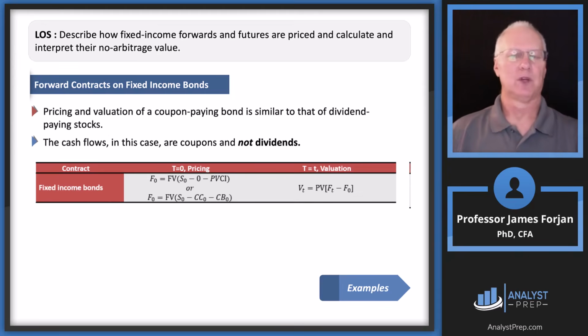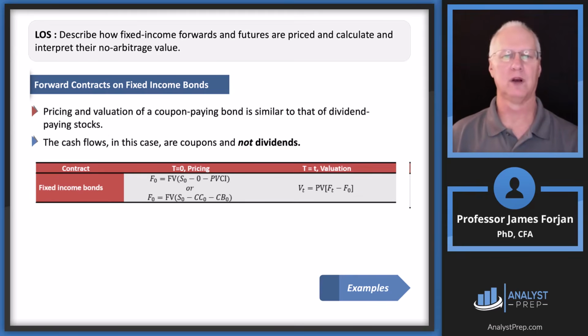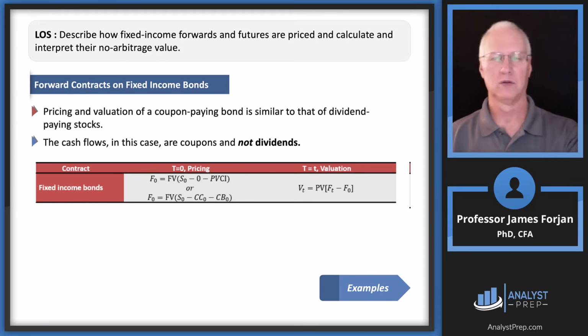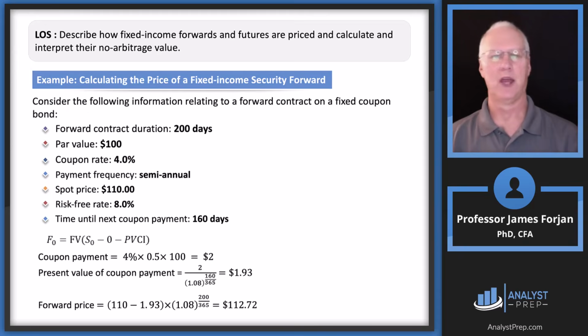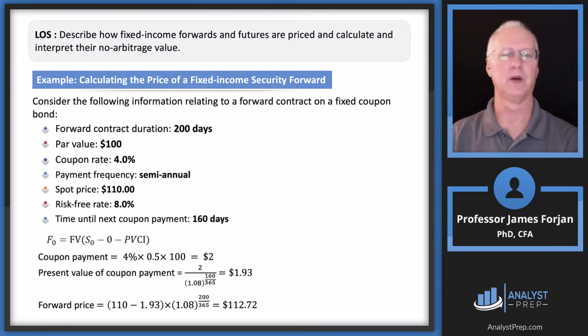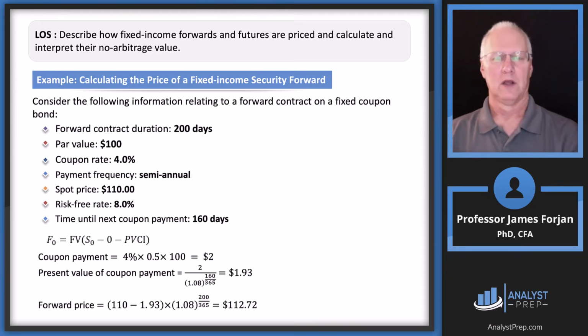Now, I did say a few moments ago that we were going to have a slide or two on forward contracts on bonds. So here we go. Fixed income securities, and these are identical with the substitution of, notice, PV of C sub 0. There's the present value of the coupon. What did we have just slides ago? PV of D sub 0. So we're just substituting coupons in for dividends, and we can work through a quick example here.